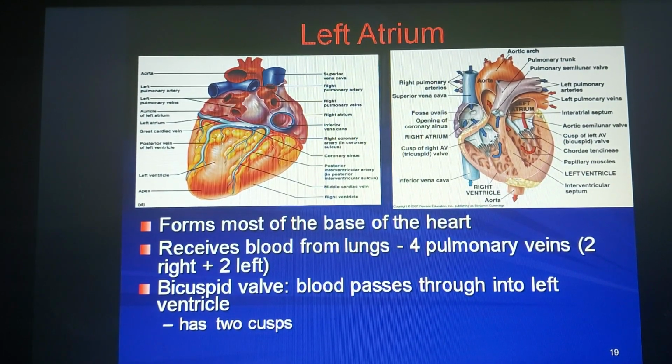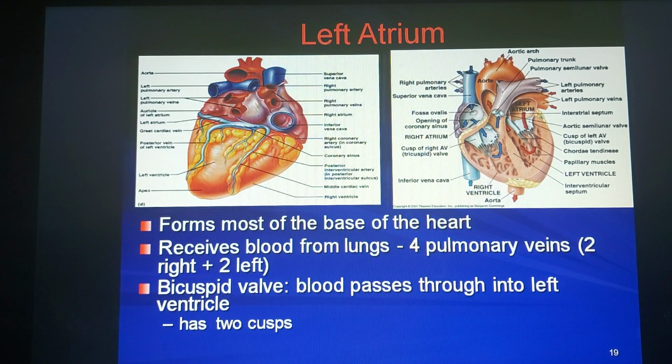So, the bicuspid valve is located here. Blood within the left atrium, received by the 4 pulmonary veins, then enters into the left ventricle through this bicuspid valve. Bicuspid means that it presents 2 cusps.